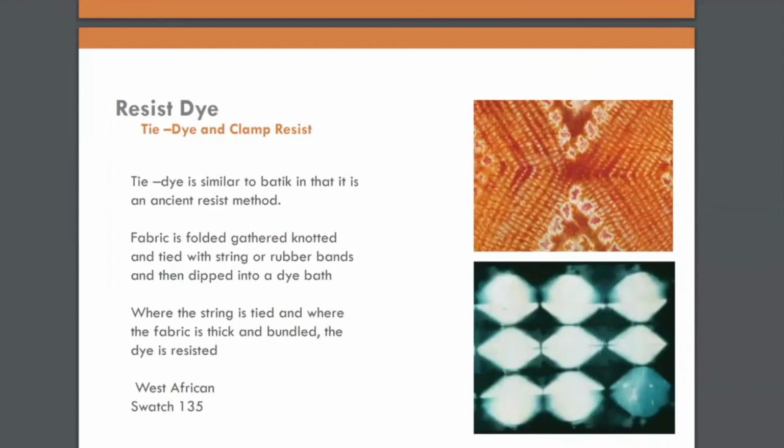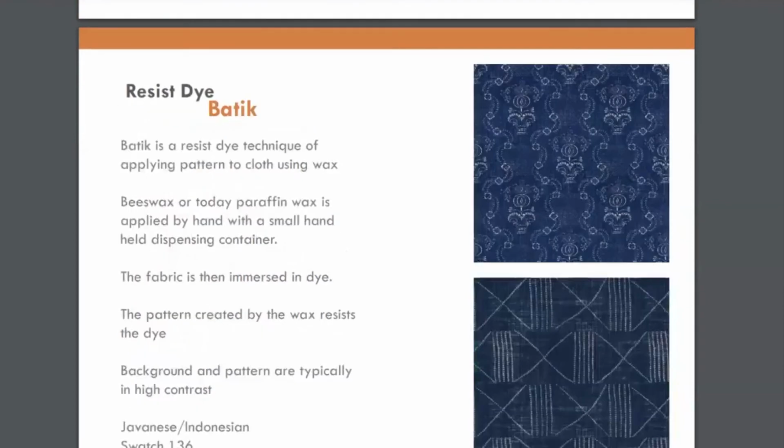So swatch number, let's see what we have here. Swatch number 135 in our textbook. That's an example of a tie-dye. And you know what? My guess is that this is probably a print. It's such a fine material, it's hard to tell, but it could be a true tie-dye where the dye actually goes through. Swatch number 136 is a batik.